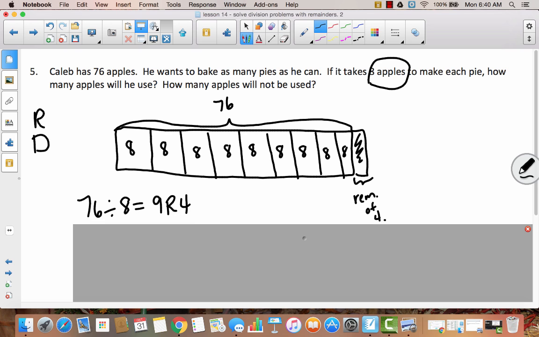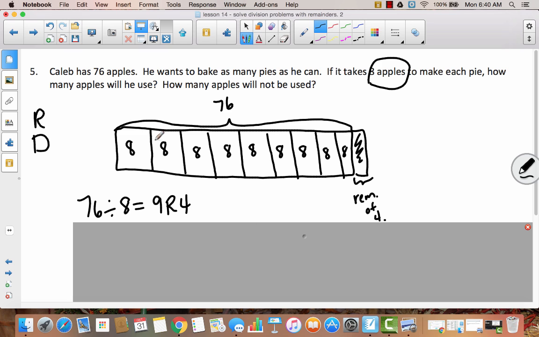So I went ahead and wrote my division sentence. 76 divided by 8 equals 9, because I had 9 8s. And I know that 8 times 9 is 72, so that left a remainder of 4. Now here's where they try to trick you. So let's see if they tricked you or if you figured this out.